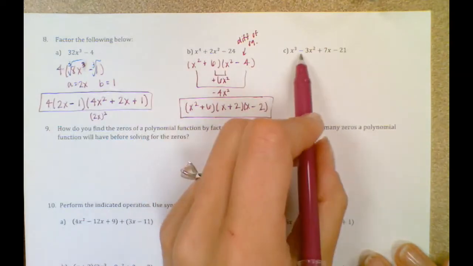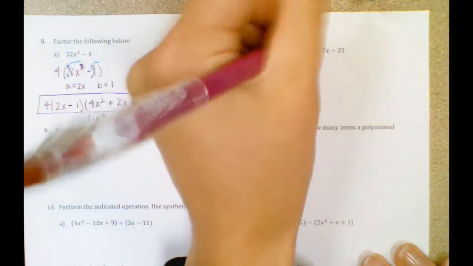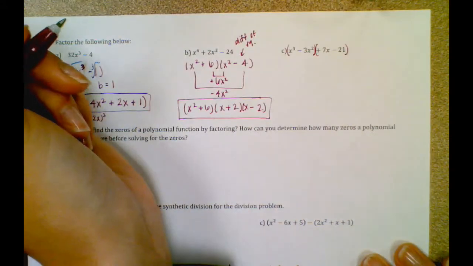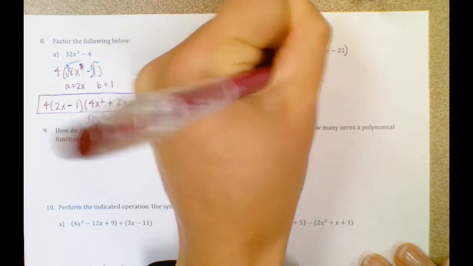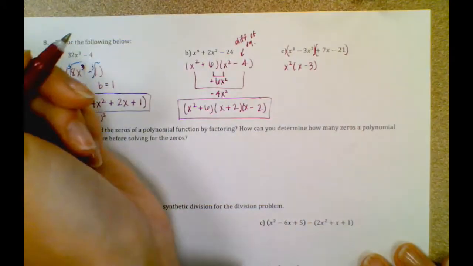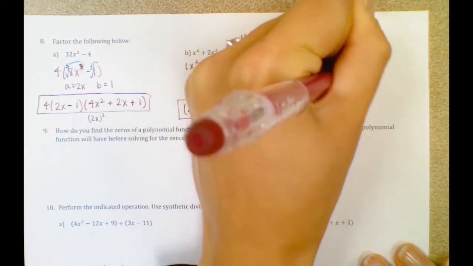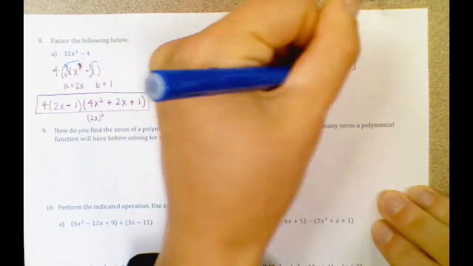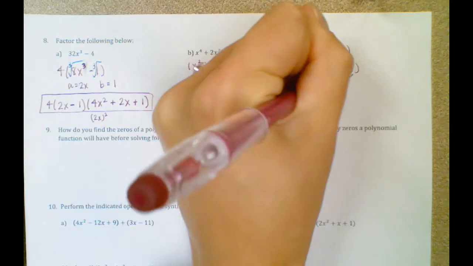Letter C. No GCF. I have 1, 2, 3, 4 terms, so I'm going to factor by grouping. Group the first 2, group the last 2. Let's find the GCF of each. The GCF of the first group is x squared, so I'm left with x minus 3. The GCF of group 2 is 7, and I'm left with x minus 3. Notice, yay! These have to be the same. If they're not, you did something wrong. So that's one of my factors.